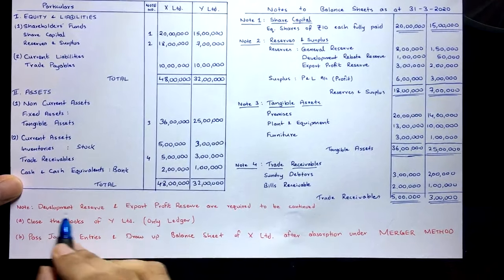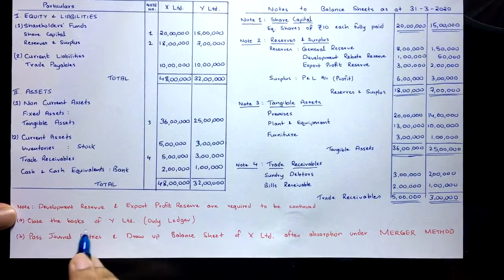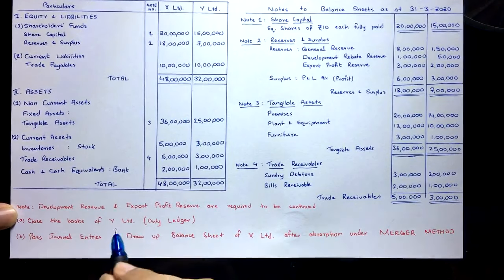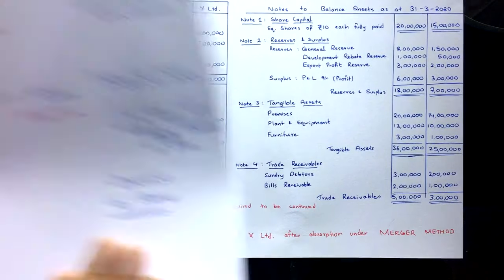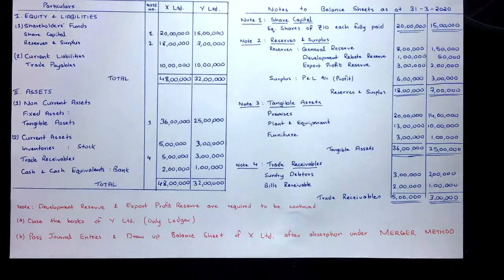See here in red ink, note development reserve and export profit reserve are required to be continued. This sentence is given to tell you that these are statutory reserves. Understood? So what are they asking? Close the books of Y Limited. Yes, we have to prepare only the ledger accounts. We have to close the books of Y Limited, the company which is getting liquidated, and we do that by the realization account and everything. Yes, we are going to do that.